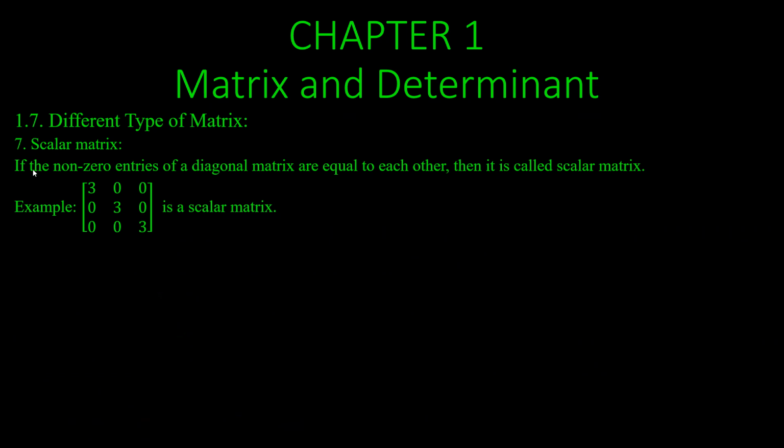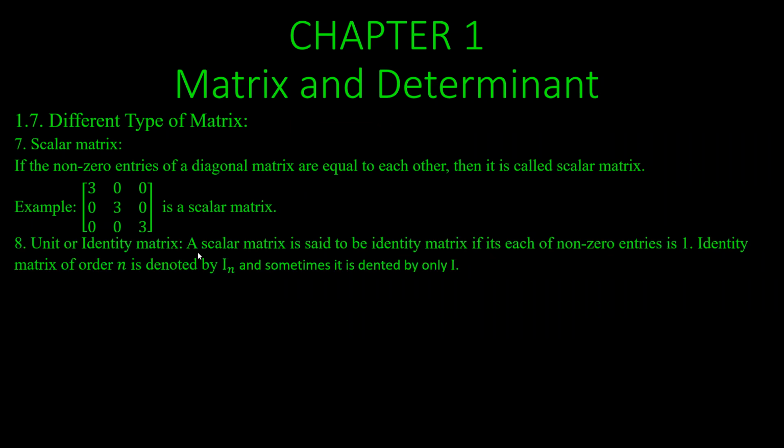Again, I repeat, if the non-zero entries of a diagonal matrix are equal to each other, then it is called a scalar matrix. In this example, we find that the non-zero entries are 3, 3, 3, and they are equal to each other. So this diagonal matrix is a scalar matrix.